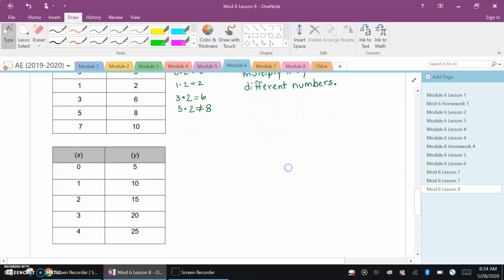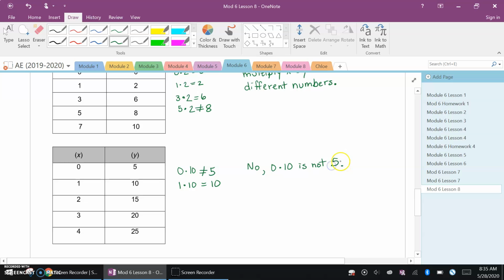Okay, so looking at the second one, again, we can't really start with the 0, although there is something going on with the 0 there that would give you a hint. So let's start at this one. We have 1 times 10 gives us 10, but 0 times 10 does not give us 5. So we do not need to go through the rest of the table. We can say no. 0 times 10 is not 5.